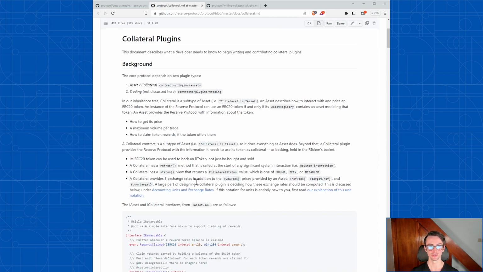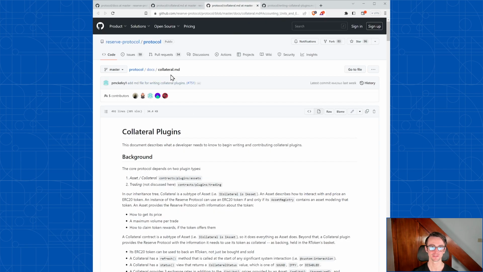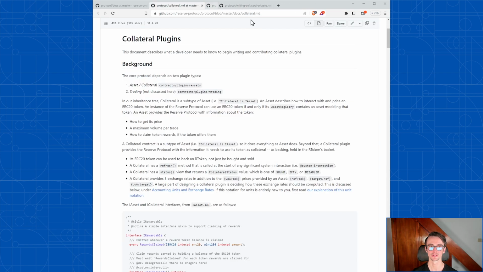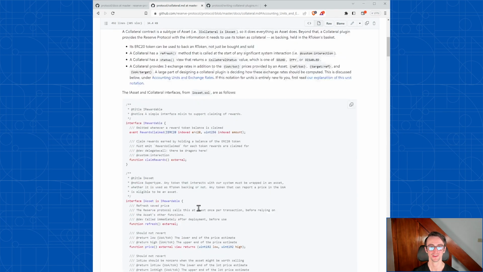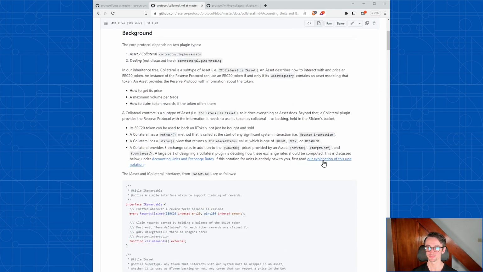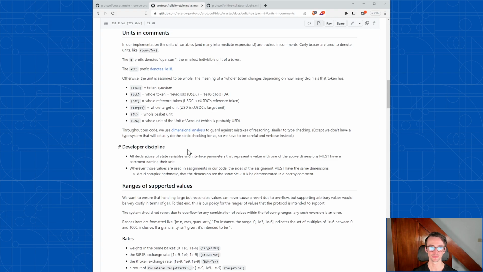I'm not going to read through this whole document. I'll leave that up to you. I highly recommend it, it's basically required reading. Read this accounting units and exchange units. Did that link work correctly? Okay, it's supposed to link down here and it's not, but definitely read that section down below. And there we go. Yep, that's good.